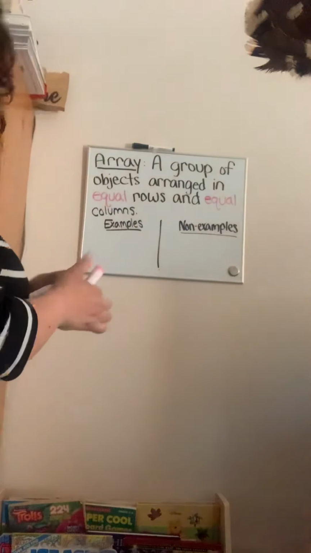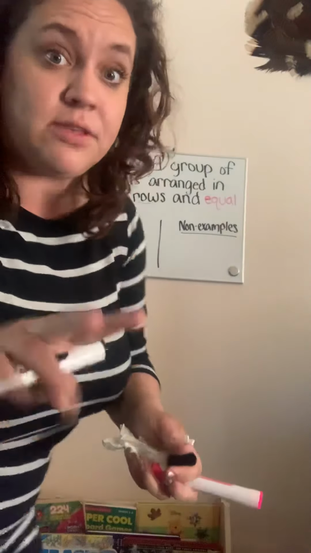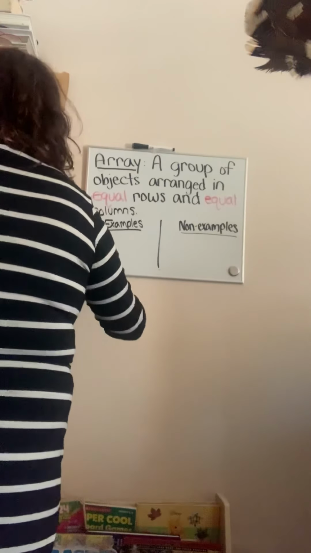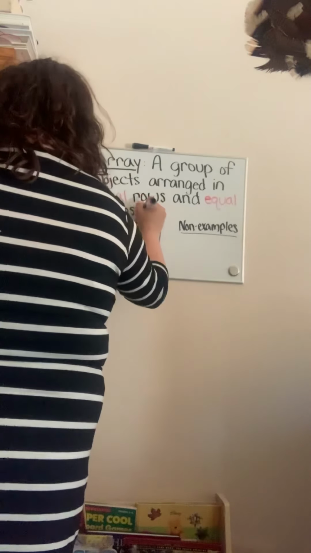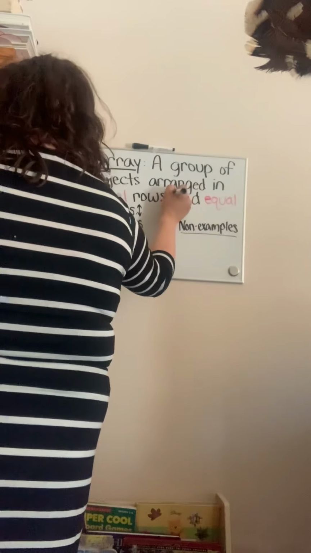And so I am going to show you 2 times 4. What does that look like in an array? So I'm thinking 2 columns, 4 rows. Remember, columns go up and down. Here, I'm going to put it right next to my word. Columns go up and down. Rows go side to side.